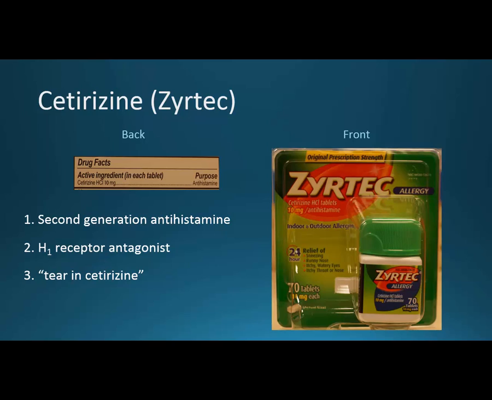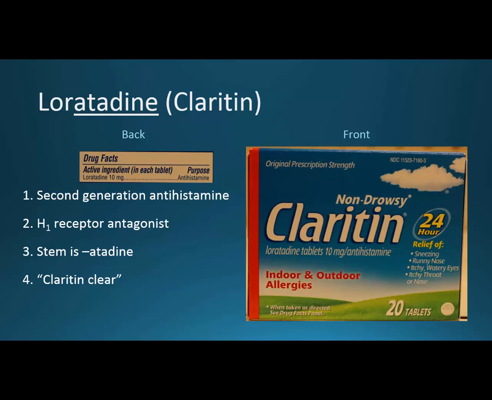So that 1 and 2, sometimes students get the generation versus the receptor mixed up a little bit. The cetirizine, it's spelled T-I-R, but you pronounce it T-E-A-R. So cetirizine, you can think of the tearing from allergy eyes as a way to remember this one. Loratadine, this one does have a stem. It's A-T-A-D-I-N-E, and it's brand name Claritin. The commercials, Claritin Clear, tend to help students really remember what this one's for, clearing up allergies. But I want to talk about this stem a little bit.